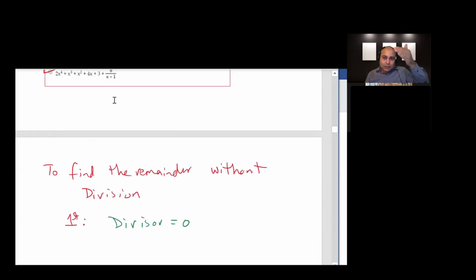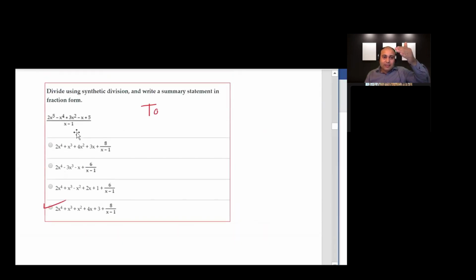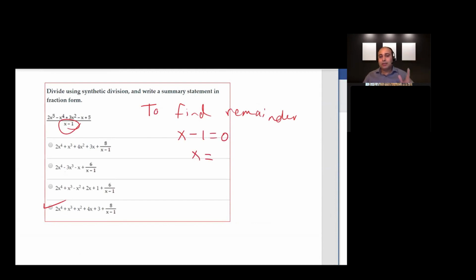Now let's go back to this original question right here. Let's make the divisor equal to 0. To find the remainder, first of all, make the divisor x minus 1 equal to 0. That's your first step. So that means x equals what? Come on. x equals positive 1. Perfect. I love it when someone writes positive 1, not negative 1, positive 1. That's your first step.